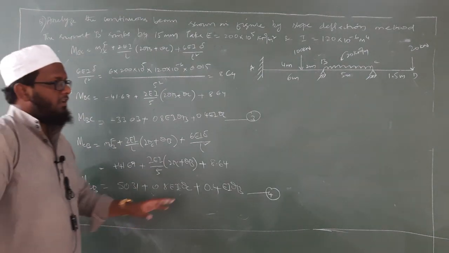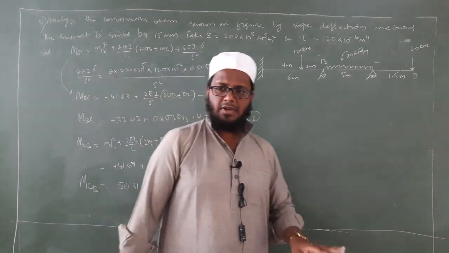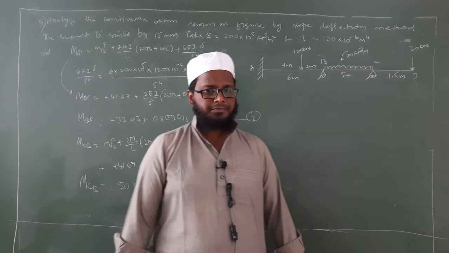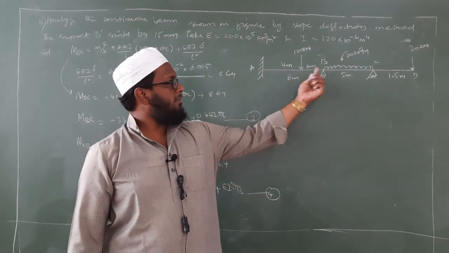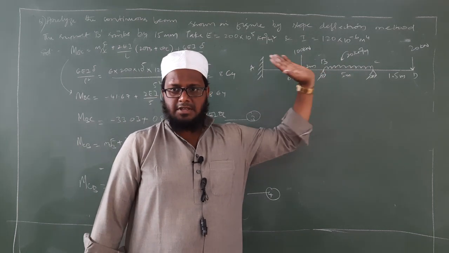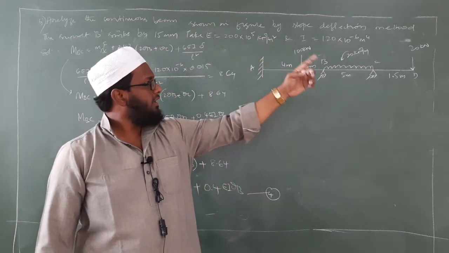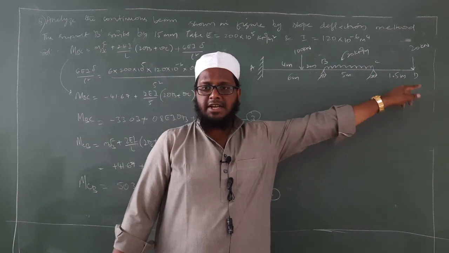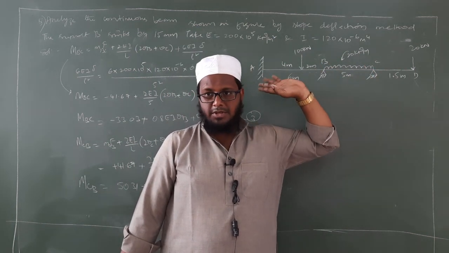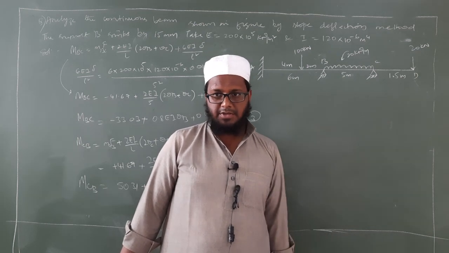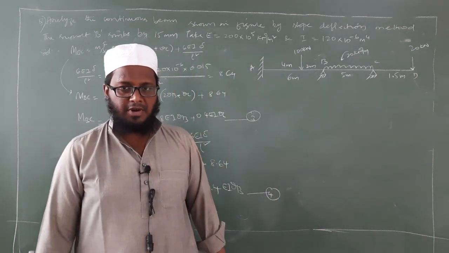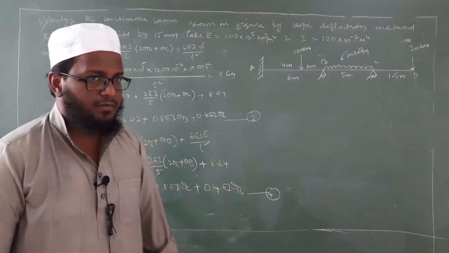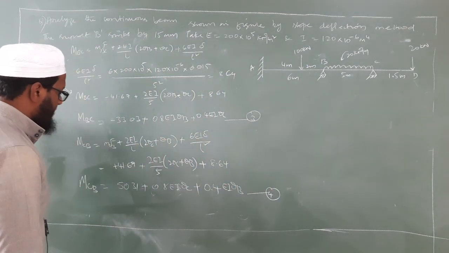Now after calculation of all these equations, we'll go for the equilibrium conditions. What are those equilibrium conditions we have? See here, we have MBA plus MBC equal to 0, and here also MCB plus MCD should be equal to 0. These are the two equilibrium conditions. Now we'll apply those two equilibrium conditions to get our final equations. Once we solve those equations, we get the value of EI theta B and theta C.